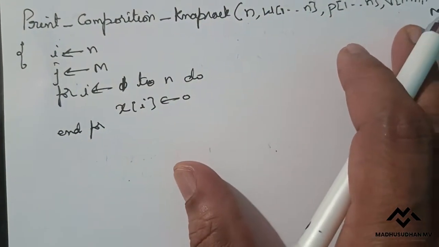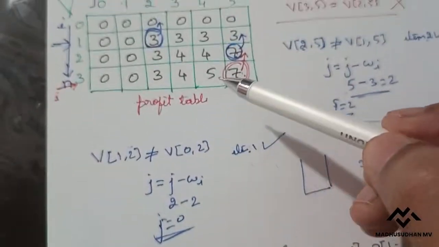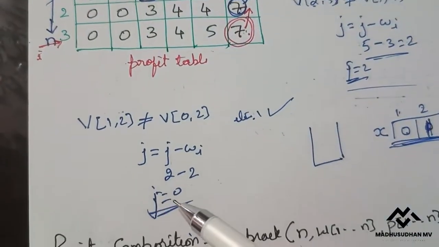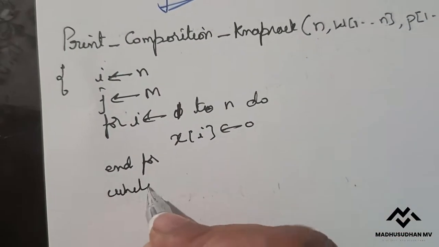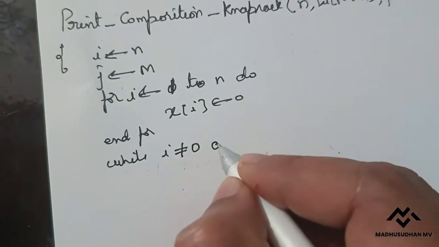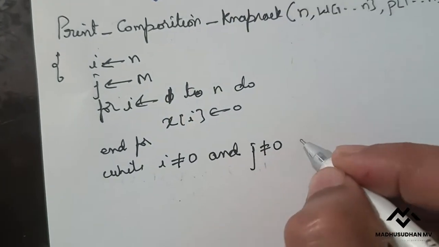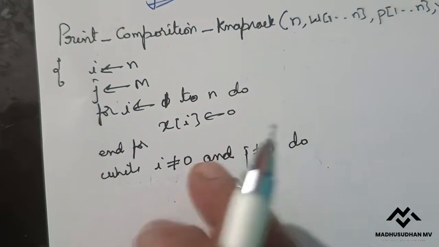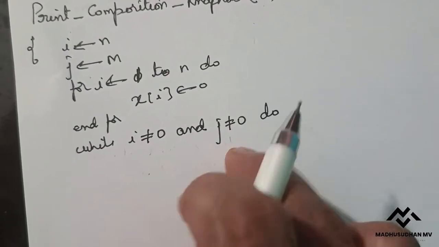Next, what to do? I need to repeat this as long as I and J are not 0, that is, until I becomes 0 or J becomes 0. So I will check while I is not equal to 0 and J is not equal to 0. That means both should have some values: the item should be there and the remaining capacity should also be there. So both should not be equal to 0.